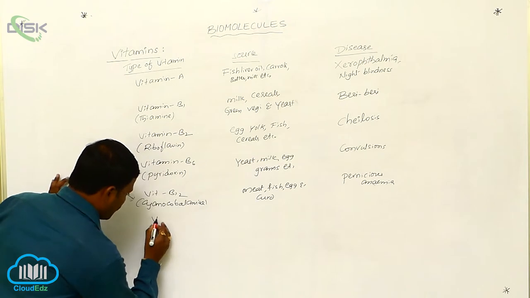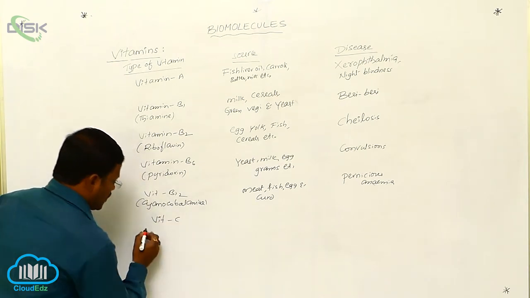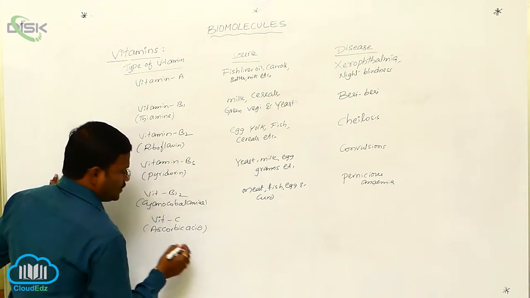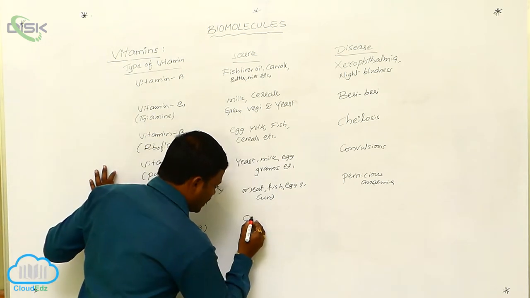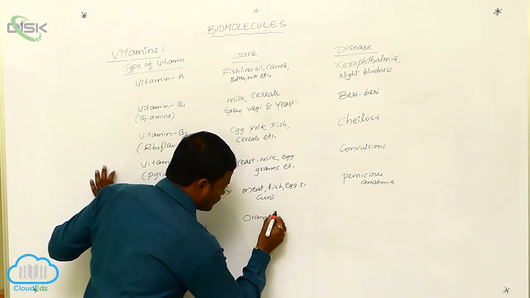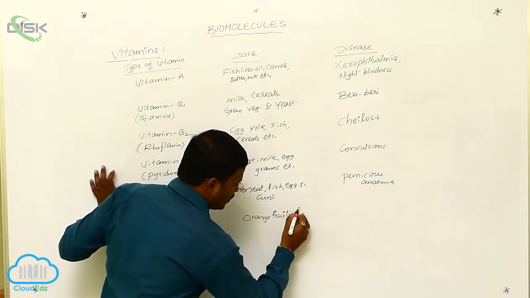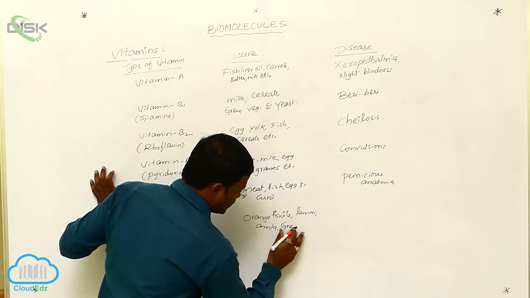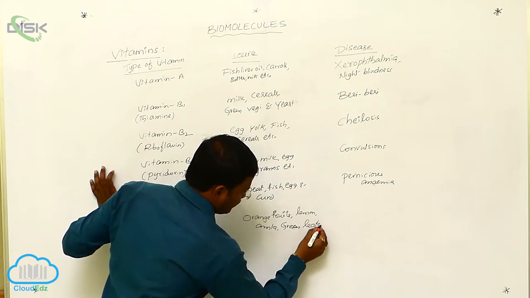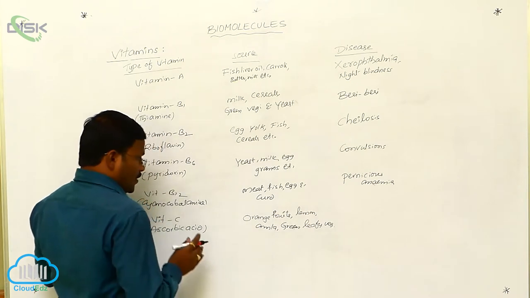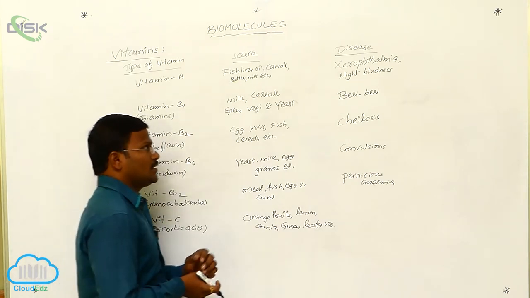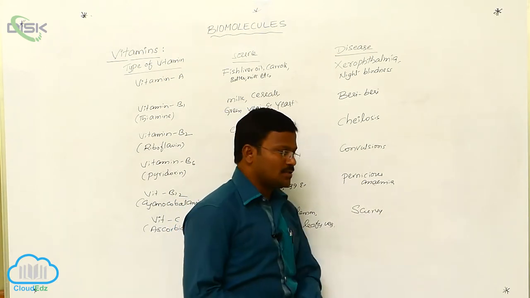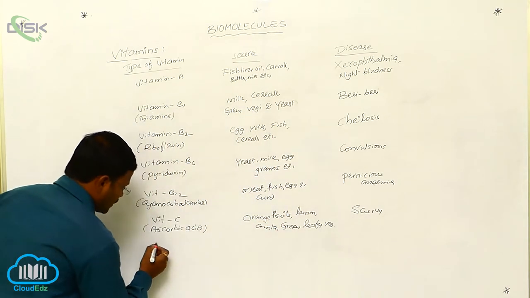And next one, vitamin C. The chemical name of vitamin C is ascorbic acid. This ascorbic acid or vitamin C is available from orange fruits, lemon, amla, green leafy vegetables, etc. Due to deficiency of vitamin C, people are affected with scurvy disease. What is scurvy disease? It is bleeding gums.